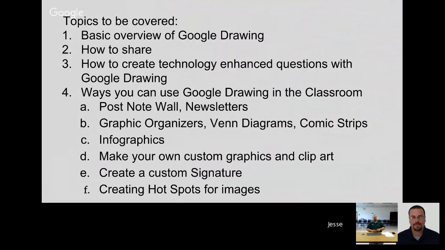Post-it note wall, newsletters, graphic organizers, Venn diagrams, comic strips, infographics. This is a great way for you to make your own graphics, make your own clip art. And if you want to add a custom signature to your Gmail, this is a great way to do that also. And the last one down there is a hotspot for an image. Hotspots are great ways to hide information, especially maps. If you want to have an image and you want to click on the image and information come up, Google Drawing is a great way to do that. Another way you can use hotspots is in slides. If we have time, we'll get to that. If not, we'll touch on it a little bit later.